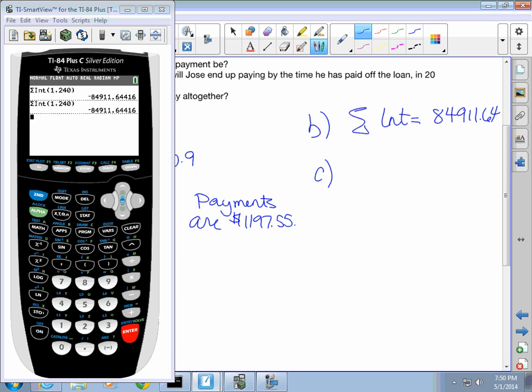So he's taking out the initial amount, and if you flip back to the other screen, that 90% of 225,000 was 202,500, plus your interest of $84,911.64. So the total amount of the loan would be $287,411.64.